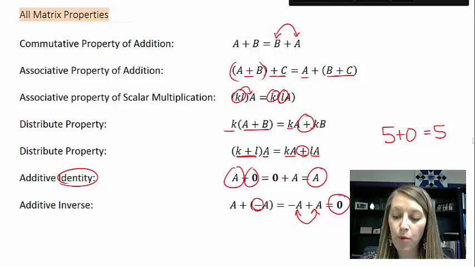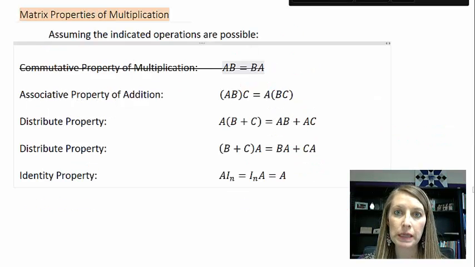So I have my properties of multiplication listed here, and notice I very explicitly crossed out the commutative one because you cannot rearrange the order of your matrix multiplication and get the same answer. Notice that sometimes our dimensions didn't even match, so definitely we cannot switch the order.